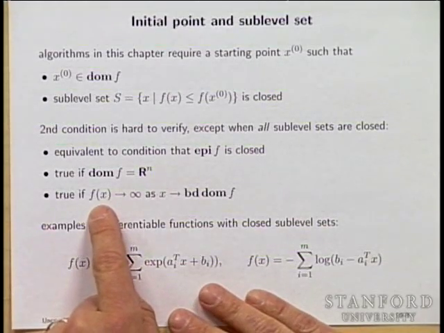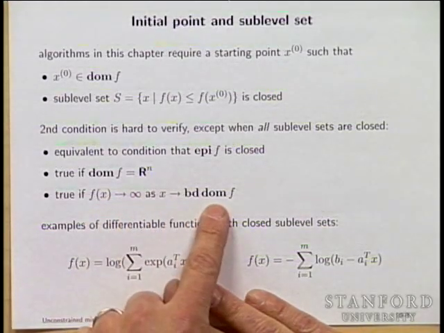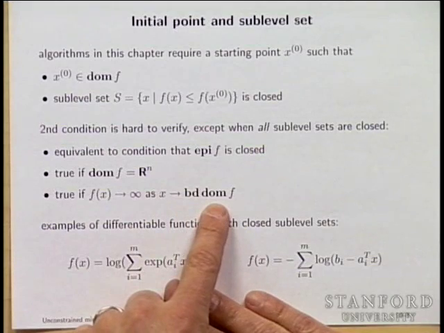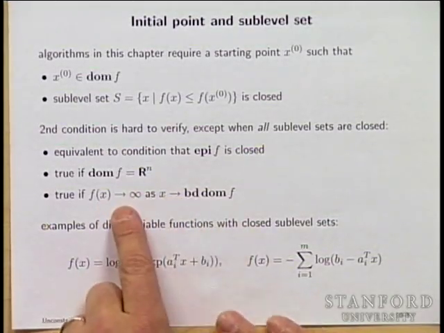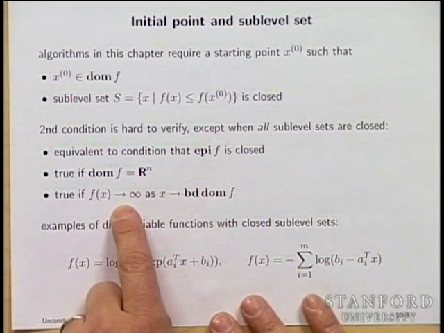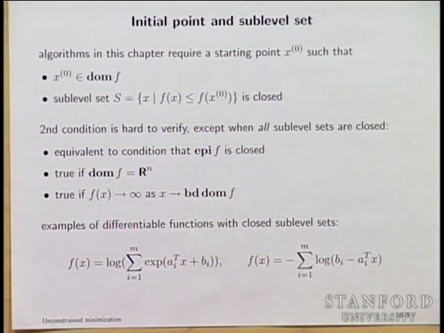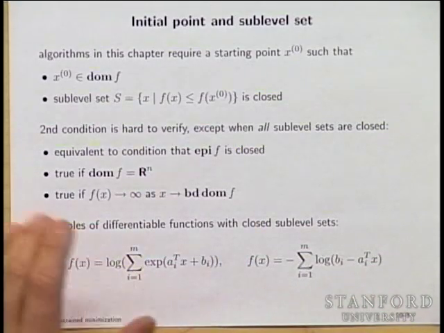If f goes to infinity as you approach the boundary of the domain, it has another name. It's called a barrier. But this is another condition that does the trick. So for example, 1 over x is going to be closed, defined on x positive. That's closed, because as you approach the boundary of the domain, which is 0, from positive x, the function goes to infinity. So that's one.